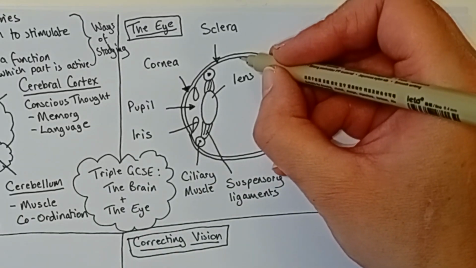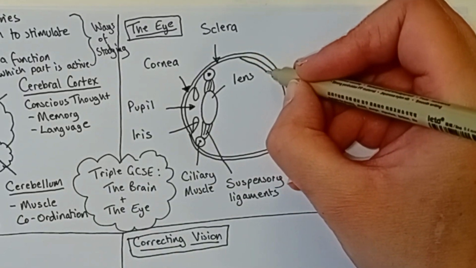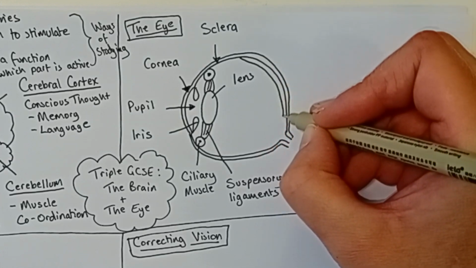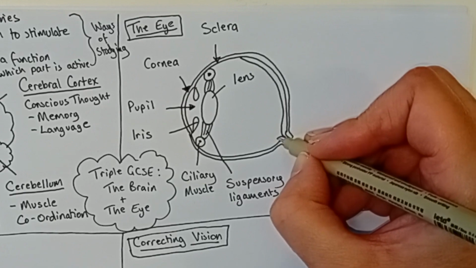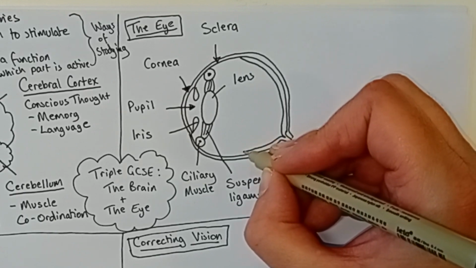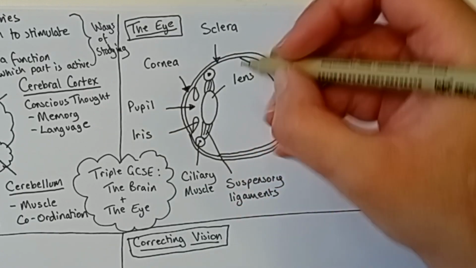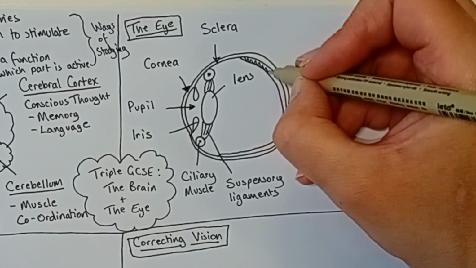Round the back of the eye then is an inner layer of light-sensitive cells called the retina. It goes everywhere except where the optic nerve comes out, where there is a blind spot. I'm just going to shade that in.